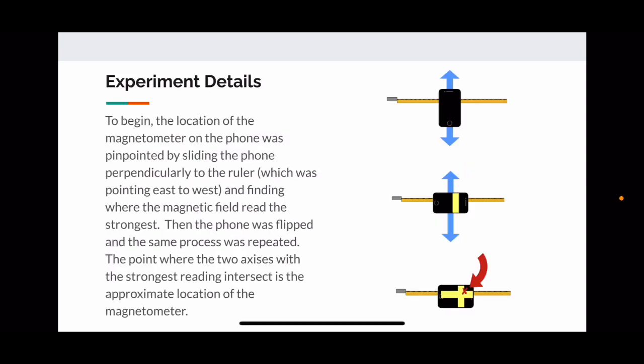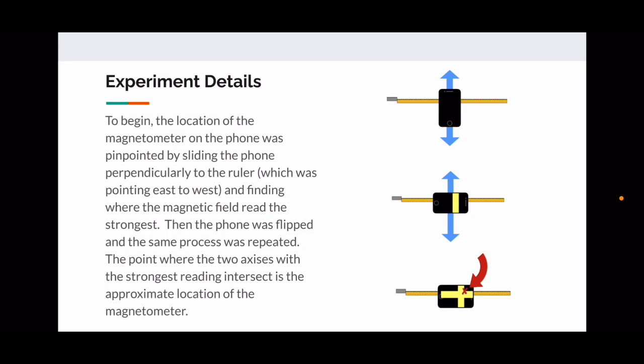So to begin, we need to find the precise location of the magnetometer on the phone. We do this by standing at the bar magnet and meter stick as shown in the figures, and moving the phone perpendicular to the bar magnet and finding where that gives the highest magnetic field reading. And where that is, we put a piece of tape across the axis where it happens, and then we turn the phone 90 degrees and do the same process.